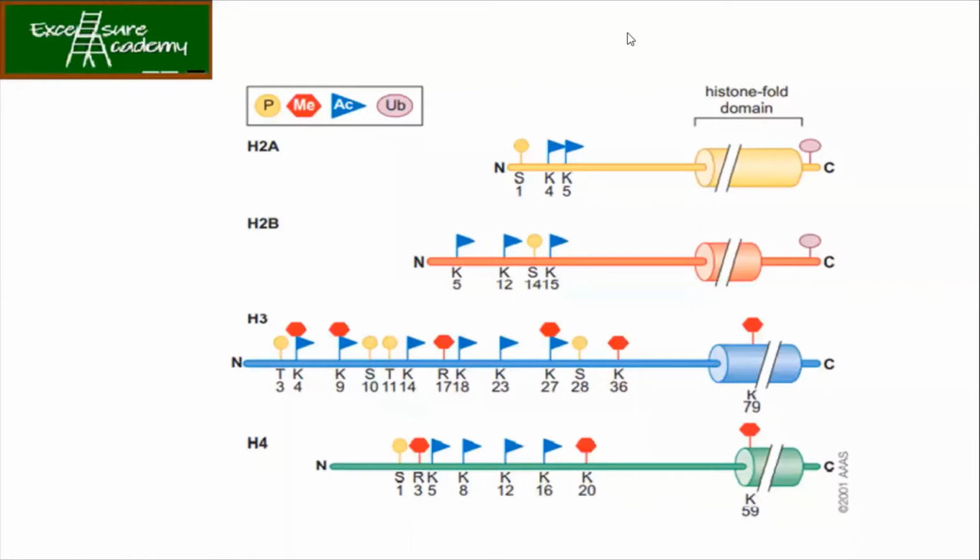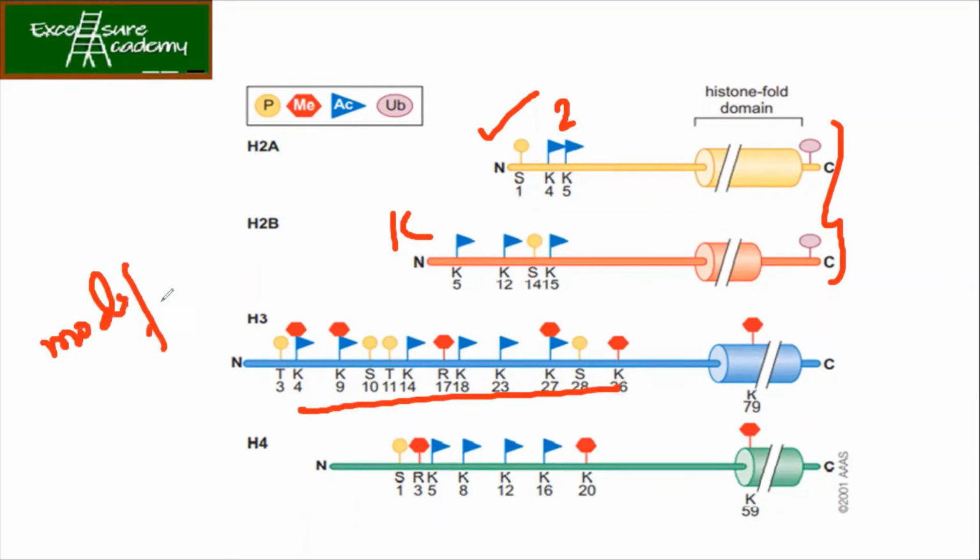Here you can see that all the histone proteins have the histone fold domain. Now let's see the modifications which actually take place. In the case of H2A, you can see phosphorylation and 2 acetylation sites on lysine. Then in the case of H2B, it is mainly the acetyl group and 1 phosphorylation. Again on lysine, you can see the acetyl group has been added. Then coming to H3, compared to all the histone proteins, H3 has the maximum modification. It has methyl group, acetyl group, phosphate group, everything.